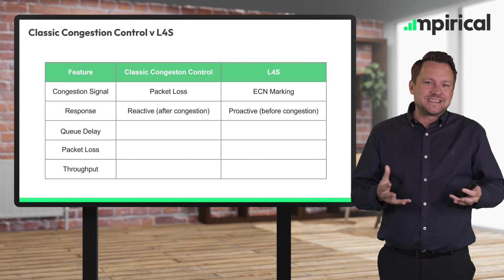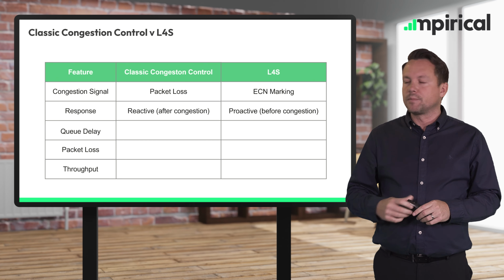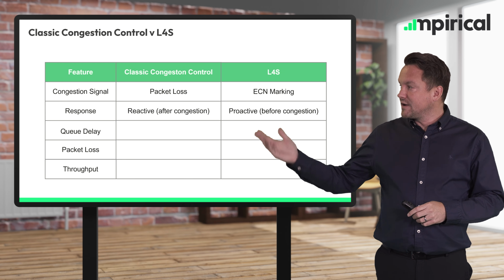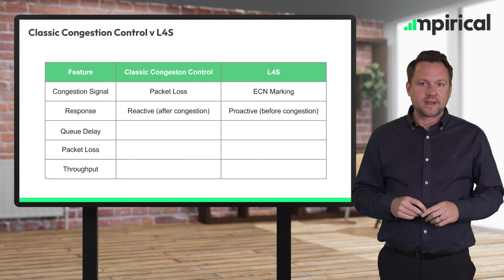In other words, we're taking action, but perhaps a little bit later than would have been optimal. Now, as I mentioned already, L4S is very, very proactive. So it will signal that congestion is building before it reaches a critical point, if you will.